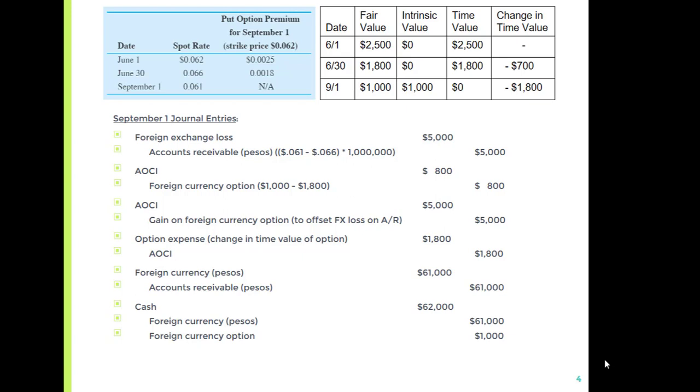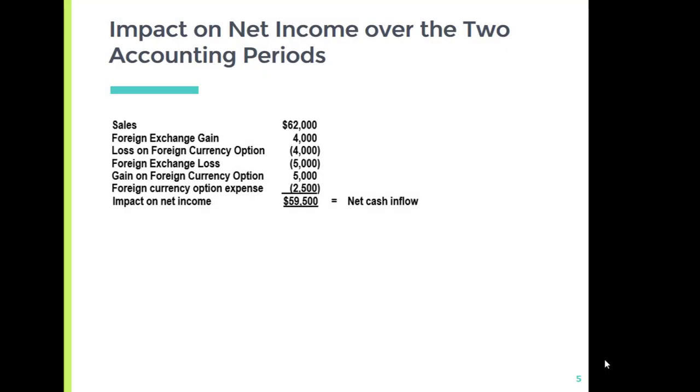Now let's look at the impact on the income statement of all these transactions. So the impact in terms of cash inflow would be, we start off with sales of $62,000. We have the perfect offsets of the foreign exchange gains and losses, respectively, with their counterparts on the foreign currency option. And then there was that foreign currency option expense, which represented the decay in the time value of the option. So the impact on the net income for Alexander Corporation ends up being $59,500.